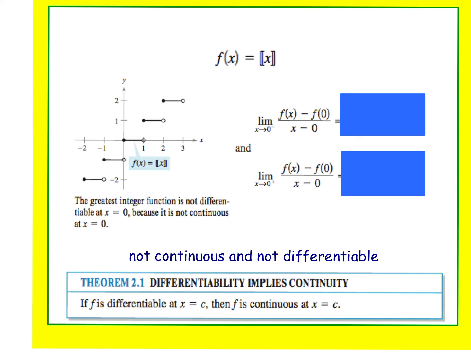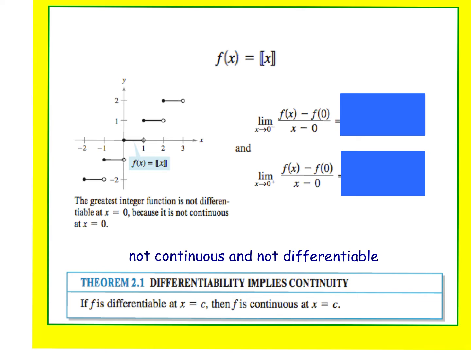Let's keep moving. So we have this greatest integer function. We've kind of talked about this greatest integer function a little bit. And I want to talk about what's going on with this thing. Is this greatest integer function continuous? No. Why not? Why is this greatest integer function not continuous? What's happening on it? Jump discontinuities, exactly.